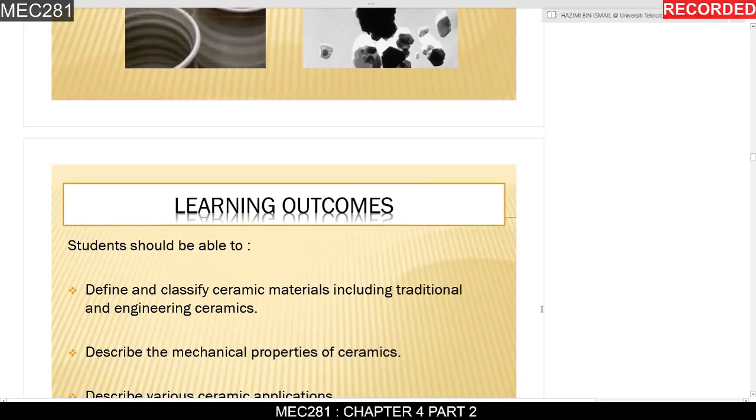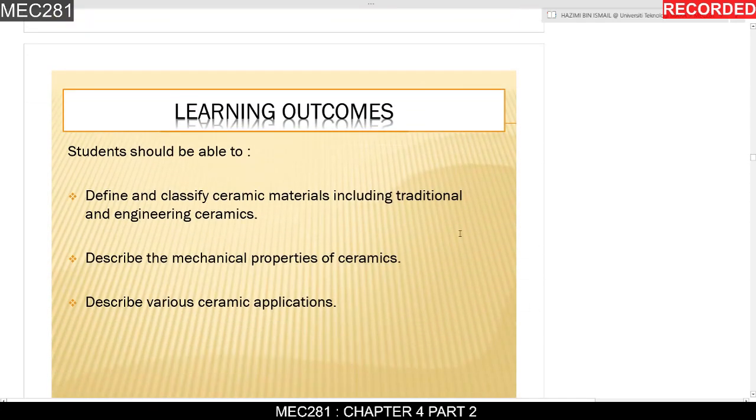The outcomes of this subtopic are, first, to define and classify ceramic materials, including traditional and engineering ceramics. The second outcome is to describe the mechanical properties of ceramics, and finally, you have to describe various ceramic applications.